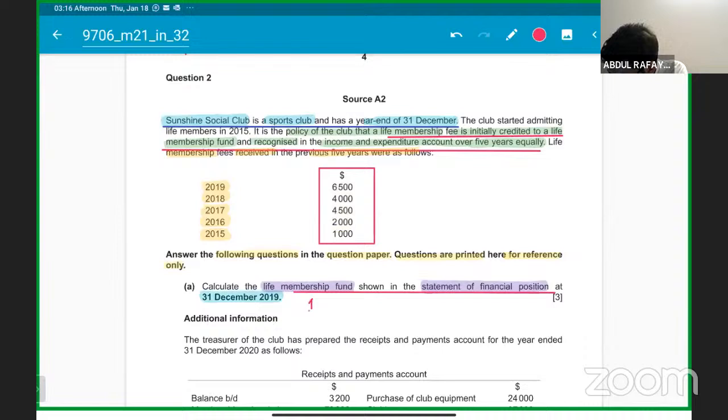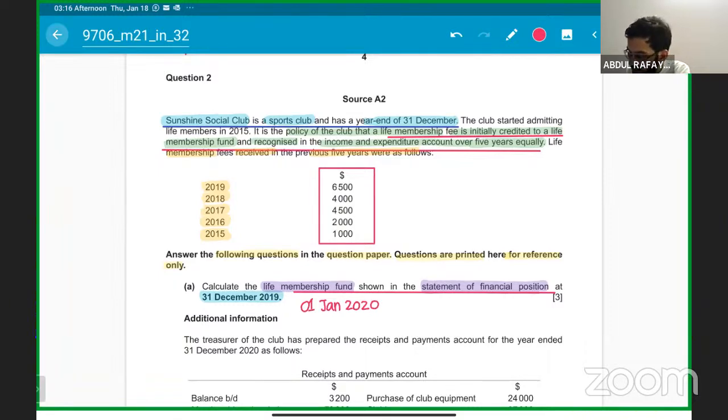Which will become the opening balance of 2020, right? Because the year ends on 31st December. So this will become the opening balance of 1st January 2020. Are you guys getting it clear? So let's get started.